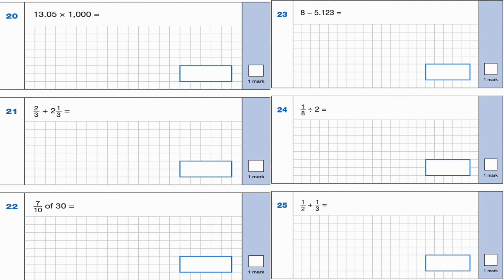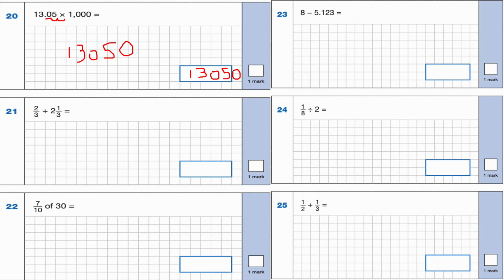This is question number 20, guys. 13.05 times 1,000. Well, timesing by 1,000, I move the decimal point 3 places to the right. So 1, 2, 3. So the answer is 13,050, guys. Okay. Because think about it, if I times it by 100, it's 1,305, but I'm timesing it by 1,000, so I'm moving it 3 places to the right, okay.